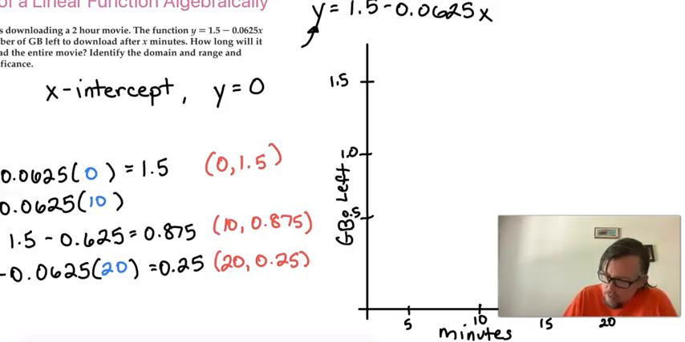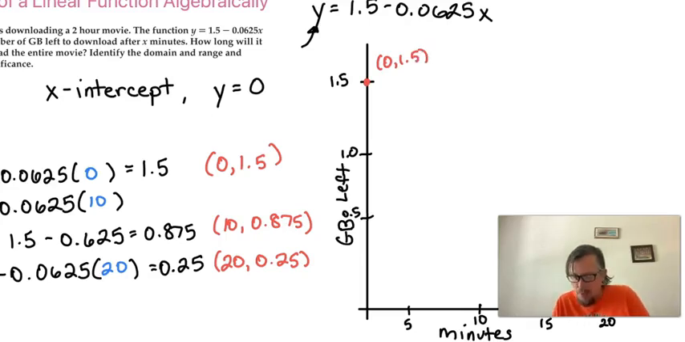We've got (0, 1.5). And then we've got (10, 0.875), which I'm going to estimate is about right here.